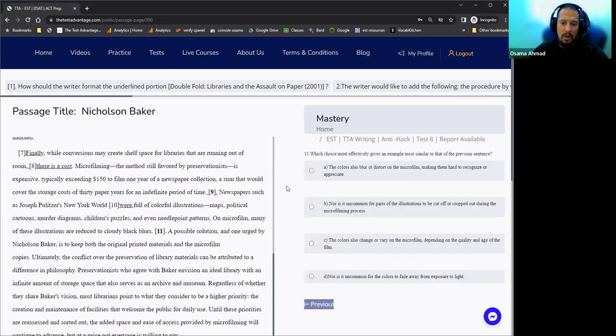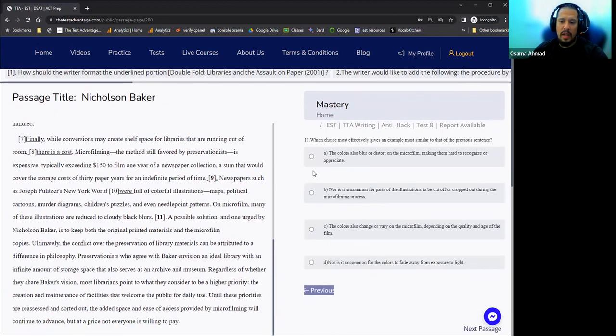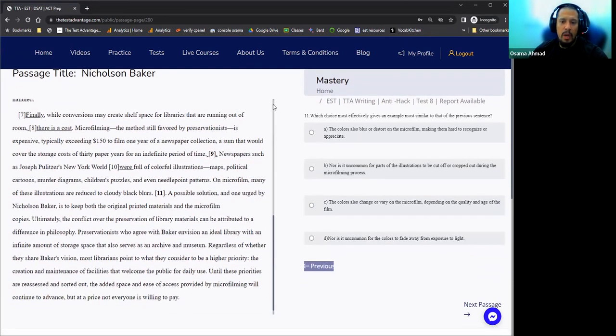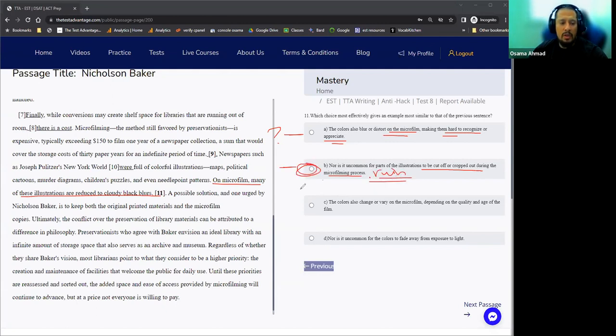Number 11 was a hard one. Which choice effectively gives an example most similar to that of the previous sentence? So, the previous sentence says they ruin pictures, right? We want an answer that tells me they ruin pictures. The pictures. Okay? So the colors also blur and are destroyed on the microfilm, making them hard to recognize or appreciate. Nor is it uncommon for parts of illustrations to be cut off or cropped during microfilming. I like answer B, right? Because it talks about ruining the pictures.